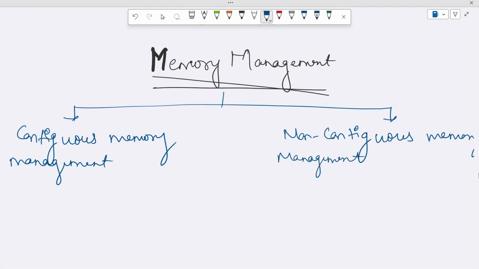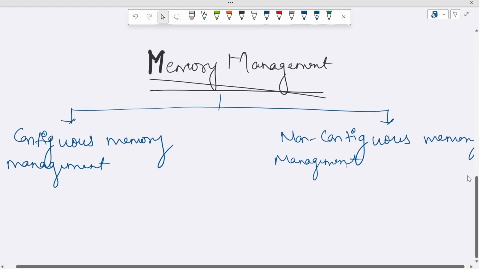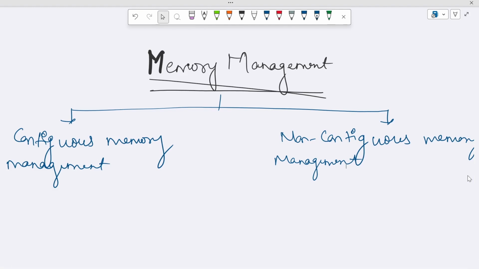Now in contiguous memory management, a process is stored in consecutive memory locations, in a contiguous way. Contiguous means line by line. In non-contiguous memory management, the memory allocated to a process is different; different memory is allocated to different processes.